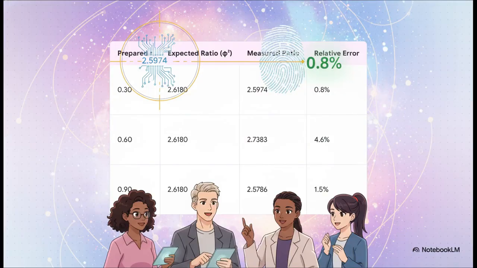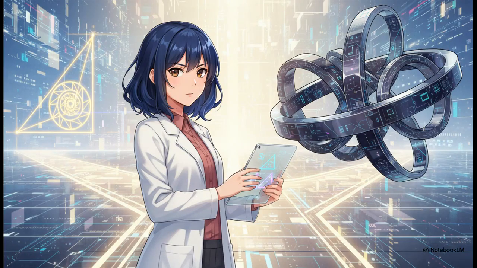And just look at this. It's stunning. The target was 2.6180. The ratio they actually measured on the quantum computer was 2.5974. That's a difference of only 0.8%. For a real-world quantum device, that is an unbelievably precise match. The fingerprint was there. But, a good scientist is always a bit skeptical.